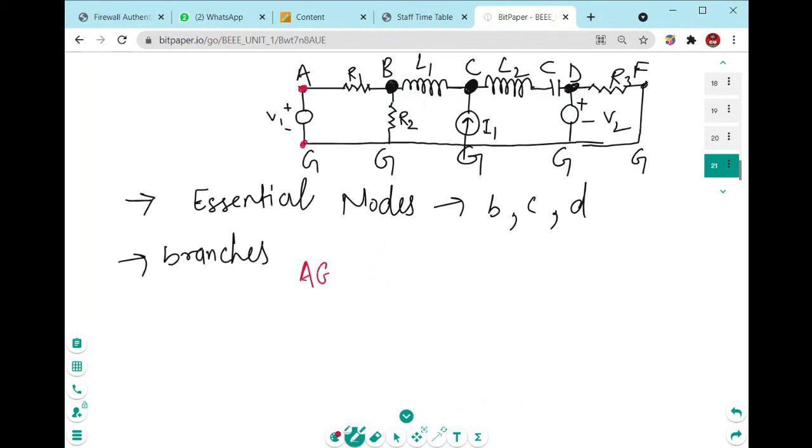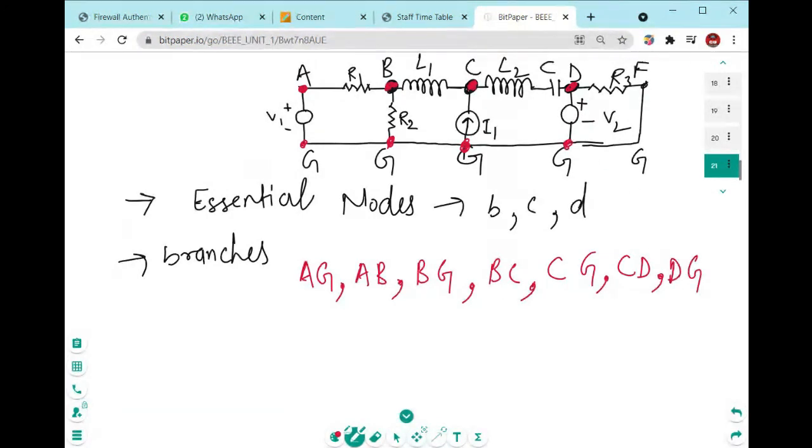First we will represent AG. Then we will start from AB. AB is also a branch. Then we start from B: B to G is also a branch. Then B to C, this and this. B to C is also a branch. Then we start from C to G. C to G is also a branch. Then C to D is also a branch. Then D to G is also a branch. Then D to F is also a branch.